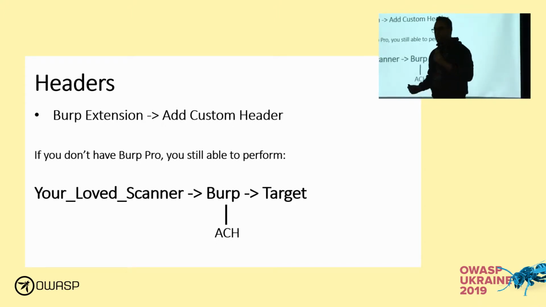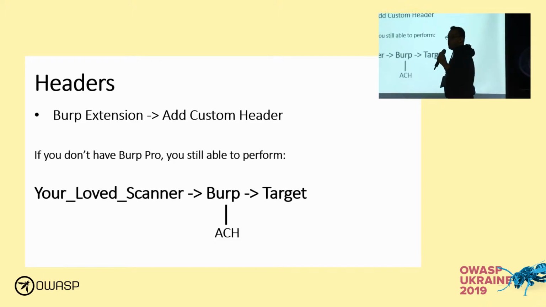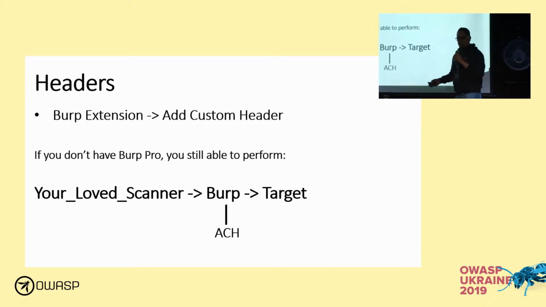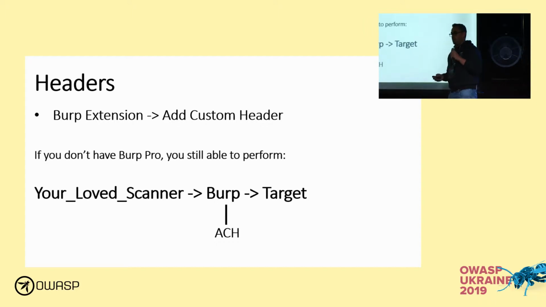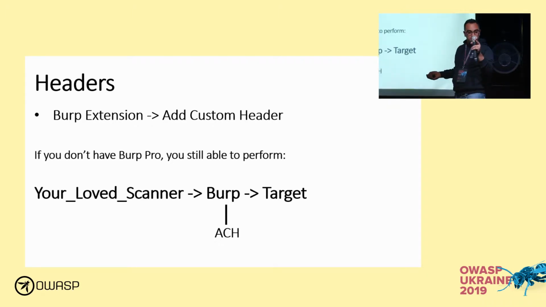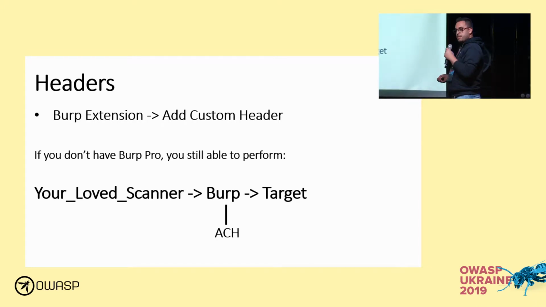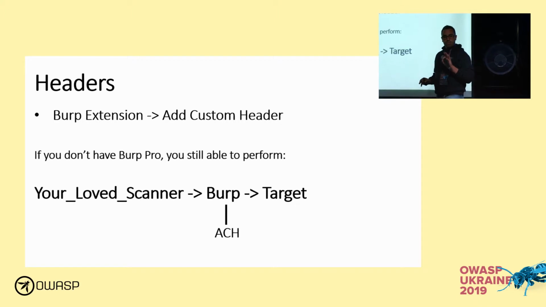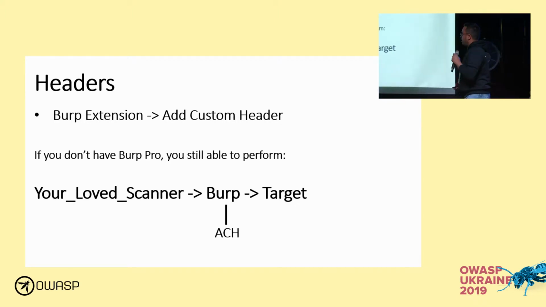It's pretty cool. So, if you don't have Burp Pro, there is the scanner option, and in the free version you don't have it. You still can use it because you can configure your loved scanner, like this guy loves Arachni, to go through Burp. Burp will add the header and send it to the target. Good? Questions? No? Okay.